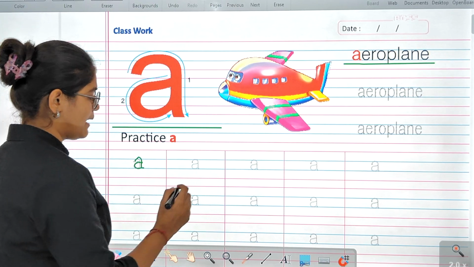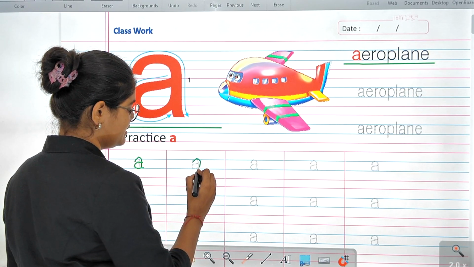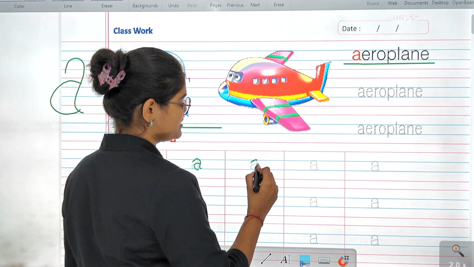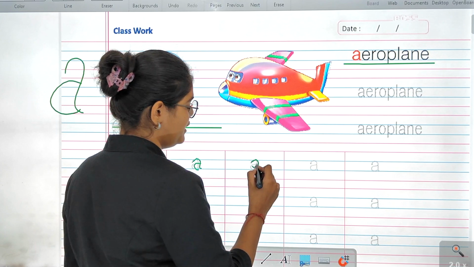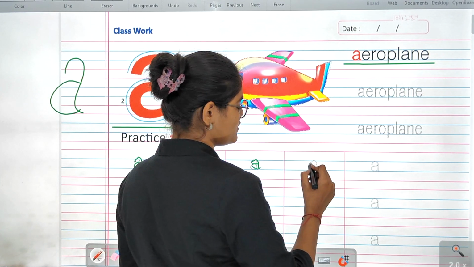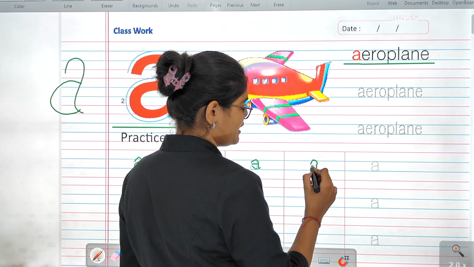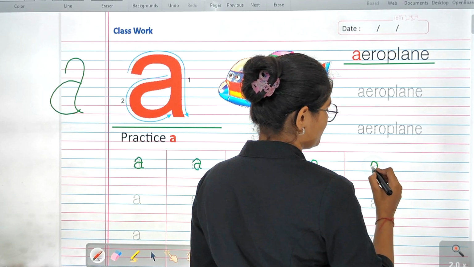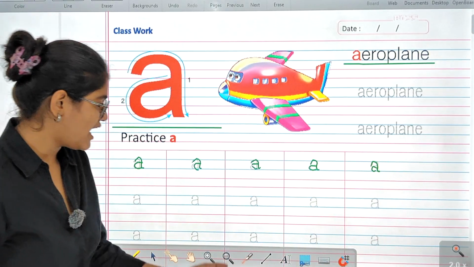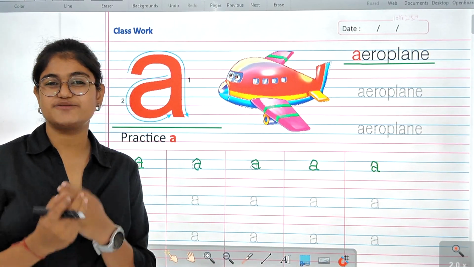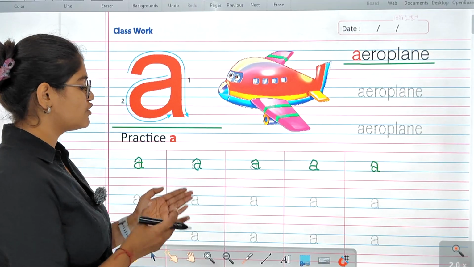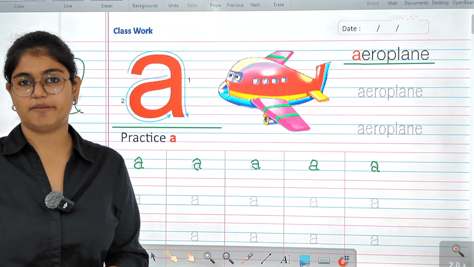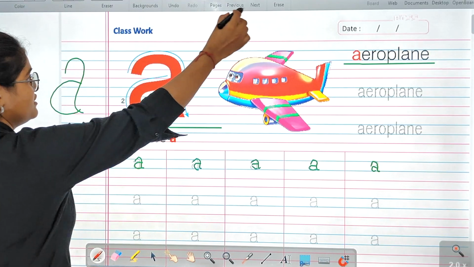A for apple. Again, A for apple. Once again, A for apple. One last time, A for apple. And this is how we have simply learned to make a small letter A. Now you are going to practice it yourself and make your letters even better. Now let's move ahead.